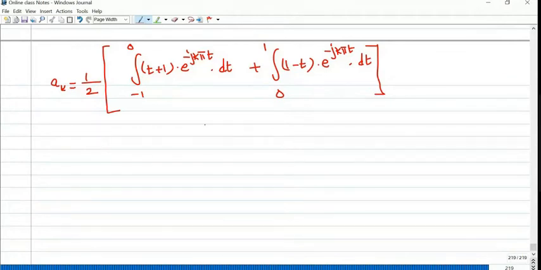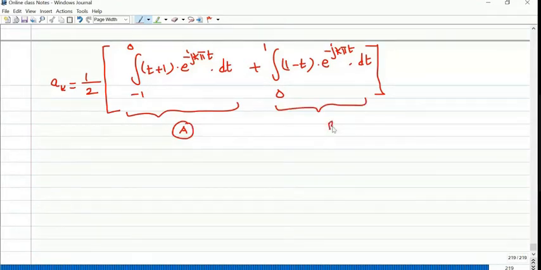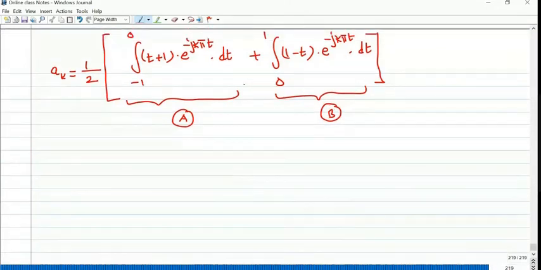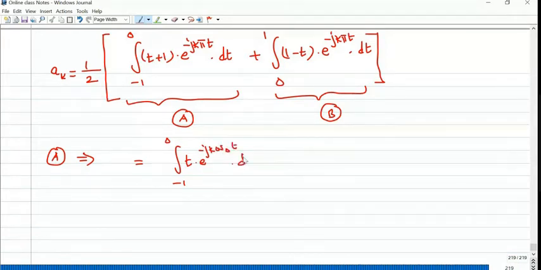To solve this, let me take this particular part as one term and this as another term. Solve them separately and then combine together. It's better, right? So part A: integration from -1 to 0 of t e power minus jk omega naught t into dt, plus the integration from -1 to 0 of e power minus jk pi t dt.